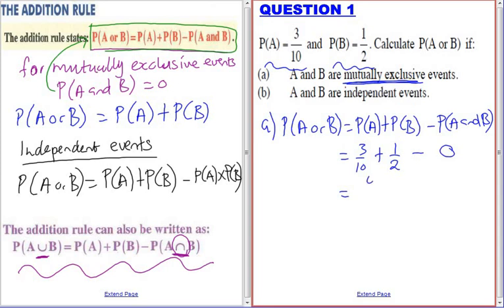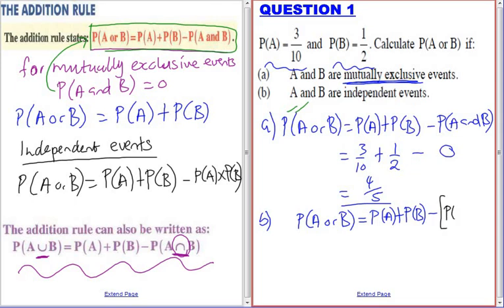Okay, I'm getting 4/5. That is the answer I'm getting. Well, let's go to B now. Now B, we still want to calculate the probability of A or B. I believe you know now that if I was going to copy this equation as it is here, this top equation, but I just feel since we already know the equation, I can as well just put probability of A and B as probability of A times the probability of B. Why am I doing this? Because I was told the events are independent.